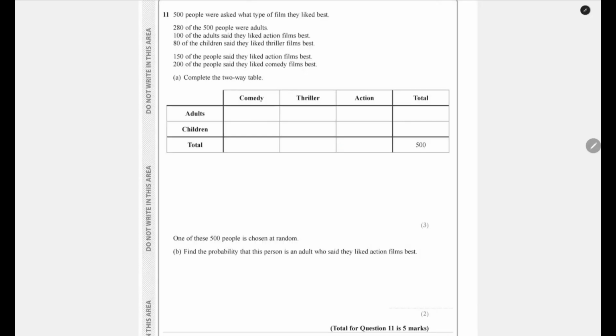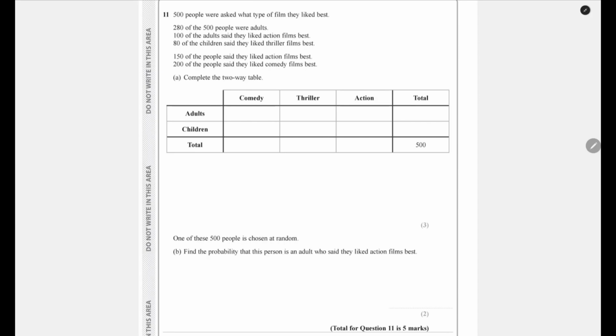Question 11 says, 500 people were asked what type of film they liked best. 280 of the 500 people were adults. 100 of the adults said that they liked action films best. 80 of the children said they liked thriller films best. 150 of the people said they liked action films best. And 200 of the people said they liked comedy films best. Part A is asking us to complete the two-way table. So let's fill up the table with the information that we've been given.